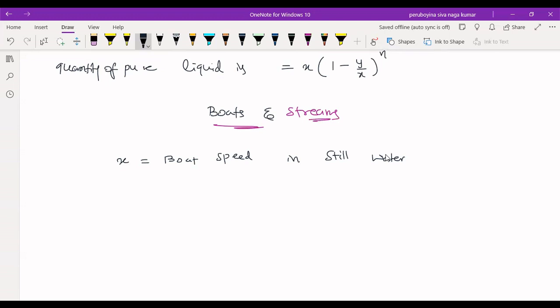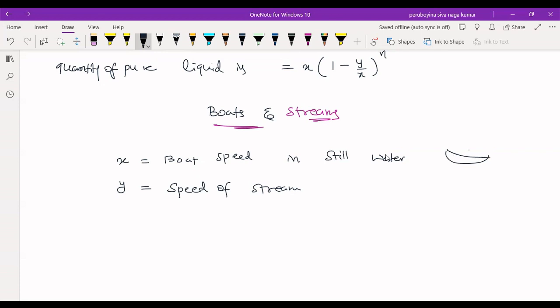Boat speed in still water. Y means the speed of the stream. X means boat speed in still water. Okay. X means actually the speed of the boat, not including water speed or stream speed. Y means stream speed. Look at this.